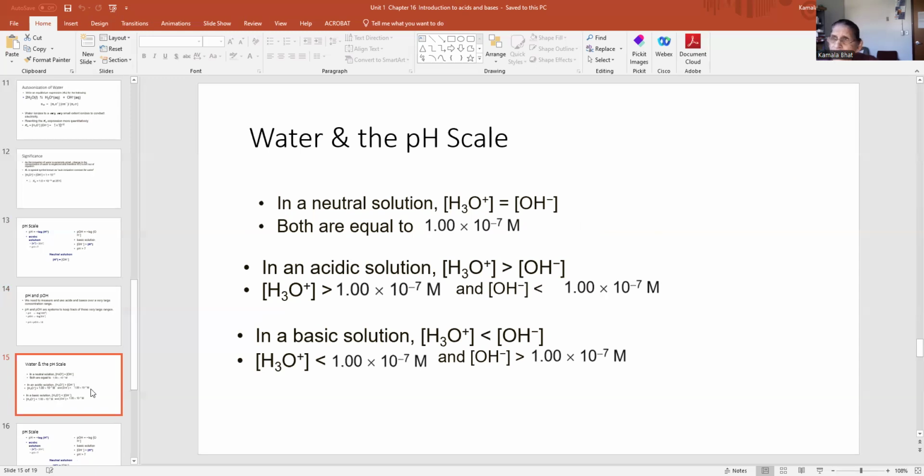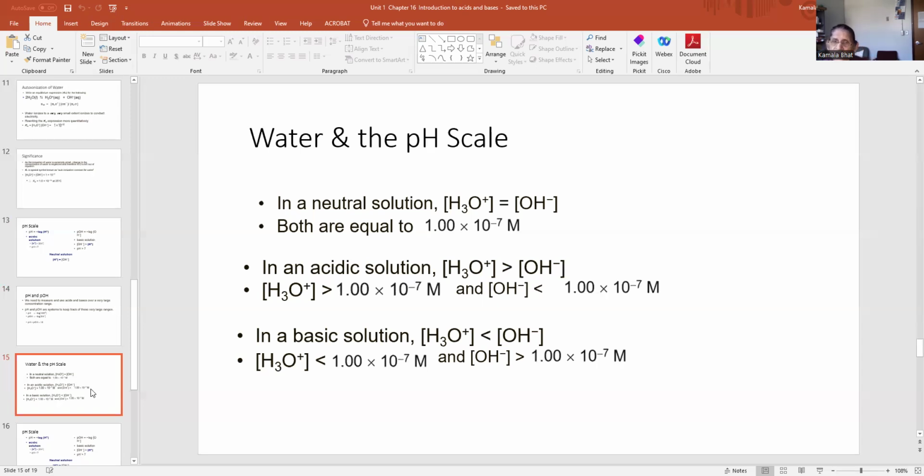Water and the pH scale. In a neutral solution, water, the hydronium ion concentration equals the hydroxide ion concentration. Both are equal to 1.00 times 10 raised to minus 7 moles per liter.